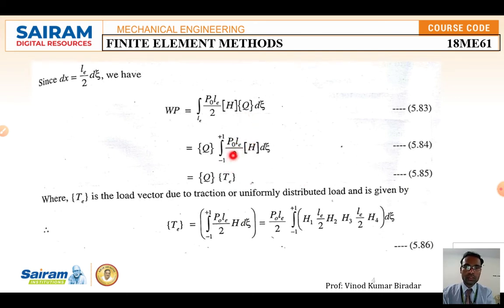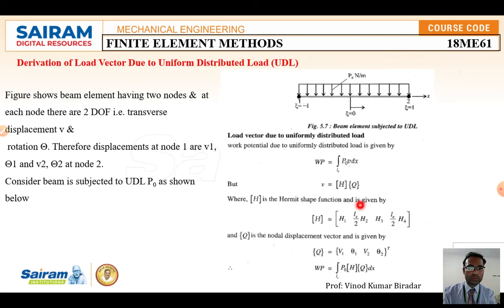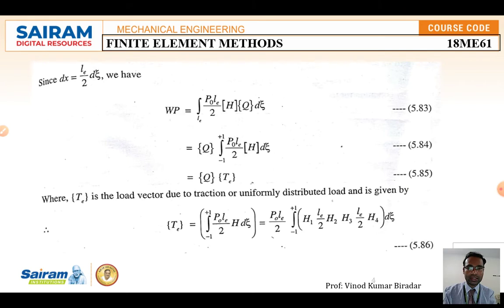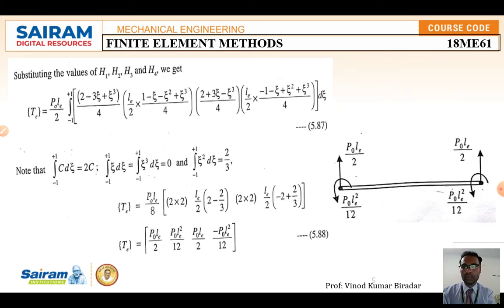So the modified equation becomes: T is equal to the integration from -1 to +1 of P naught Le by 2 H into d zeta. Again you simplify this; P naught Le by 2 is a common factor. Where H is equal to, we have the values. Substitute the H values; H is nothing but the Hermite shape function. So wherever H is there, substitute this function: H is equal to H1, Le by 2 H2, H3, Le by 2 H4, d zeta. Give equation number 4.